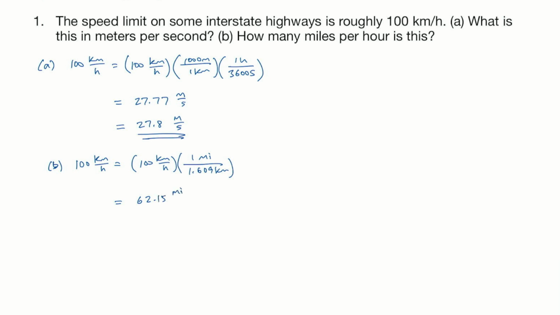62.15 miles per hour. And we can note that miles per hour can be written as mph, which still stands for miles per hour. And so this is 62.2 miles per hour. And that was the second thing we needed to find.